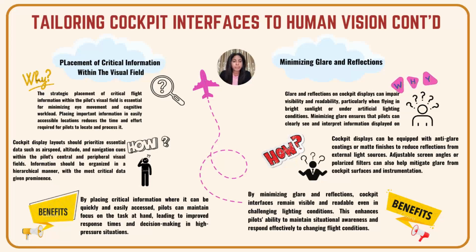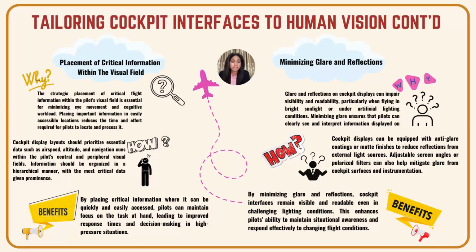Moving on to minimizing glare and reflections. Why is this important? Again, glare and reflections on cockpit displays can impair visibility and readability, particularly when flying in bright sunlight or under artificial lighting conditions. Minimizing glare ensures that pilots can clearly see and interpret information displayed on such screens. How do we go about doing this?